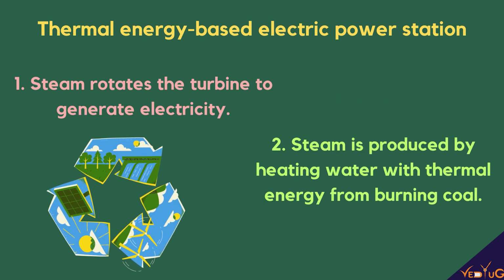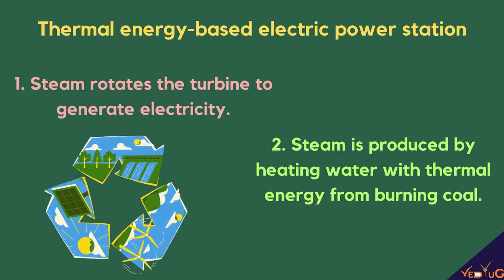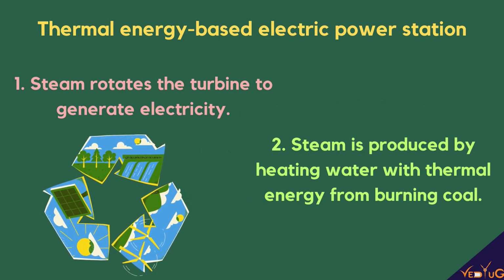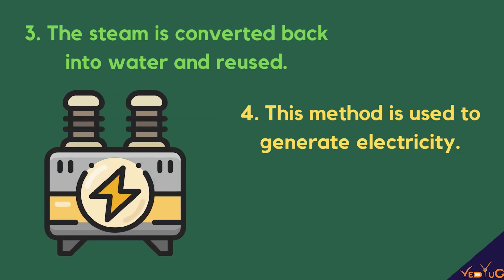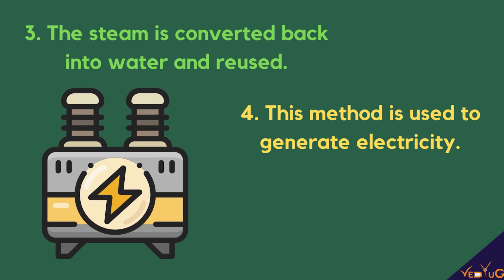The thermal energy based electrical power station is our next subpart. Steam rotates the turbine to generate electricity. Steam is produced by heating water with thermal energy from burning coal. The steam is converted back into water and reused. This method is used to generate electricity.